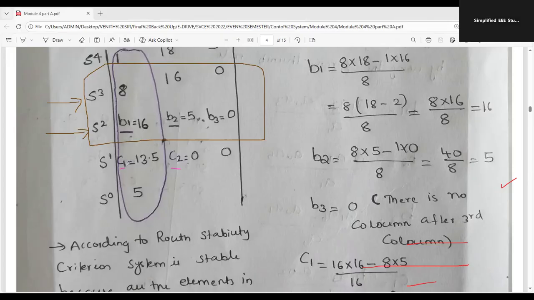I'll be explaining how to calculate C1. Very simple. C1 I want to calculate. So what you can do? You do like this. B1 into 16 minus B2 into 8, divided by 16. So the same thing I have written: 16 into 16 minus 8 into 5, divided by 16. Therefore, I will be getting C1 equal to 13.6. Please do verify once again. This is how to calculate C1. Once I know the value of C1, let me find another value, C2, I want to calculate. How to calculate C2?